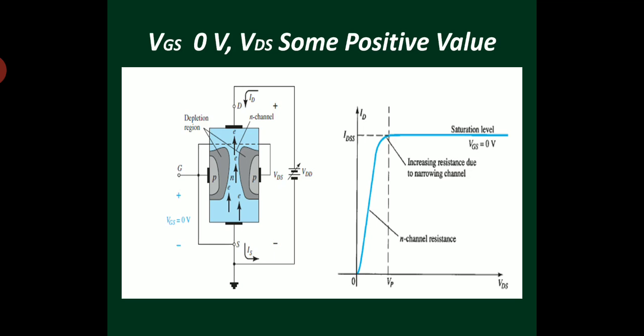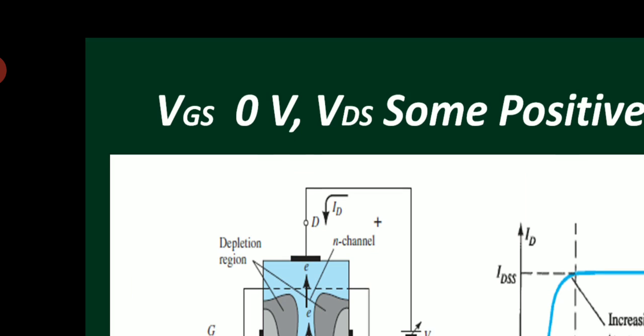As VGS equal to 0 means gate and source terminals are short circuited. If we apply some positive voltage to VDS, then the negative terminal of VDS is connected to the source terminal and the positive terminal of VDS is connected to the drain terminal of this n channel JFET. Then what happens? The source terminal gets forward biased and the drain terminal gets reverse biased.